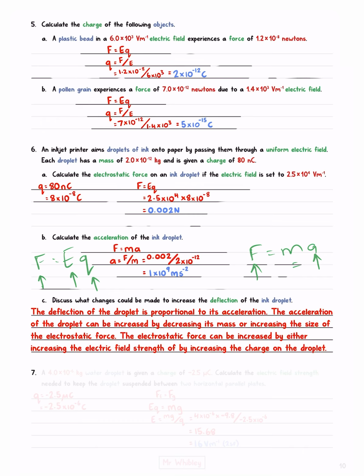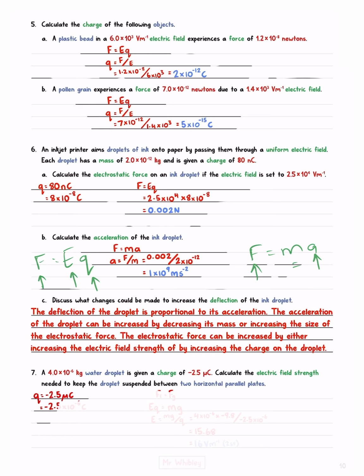Question 7. A 4 times 10 to the minus 6 kilogram water droplet is given a charge of -2.5 microcoulombs. Calculate the electric field strength needed to keep the droplet suspended between two horizontal parallel plates. Our charge is -2.5 microcoulombs, where micro is times 10 to the minus 6. For our water droplet to be suspended, our upwards force of the electric field and our downwards force of gravity must be equal to each other.